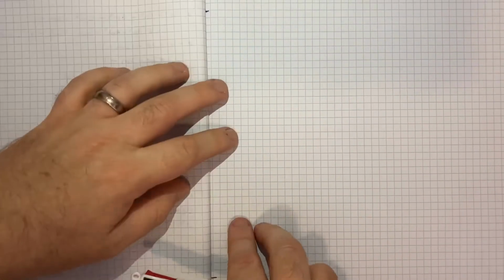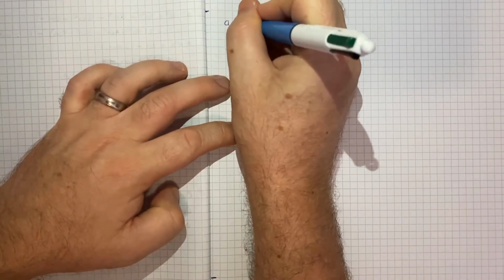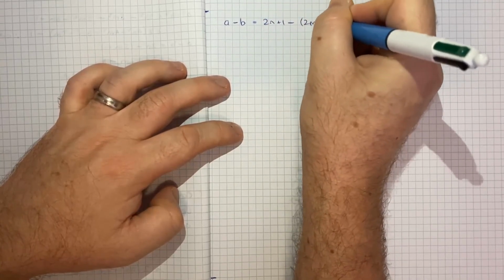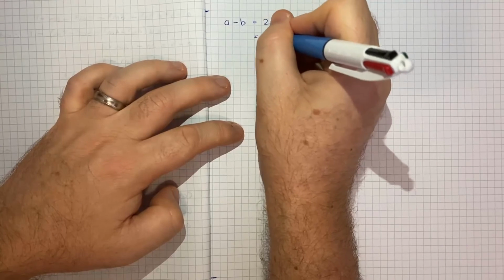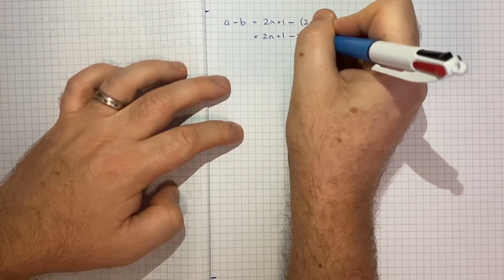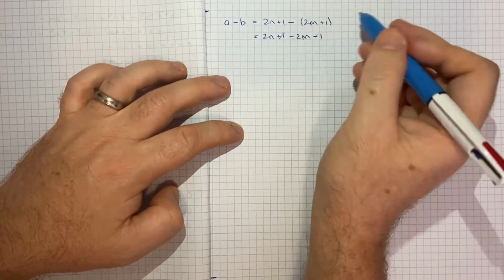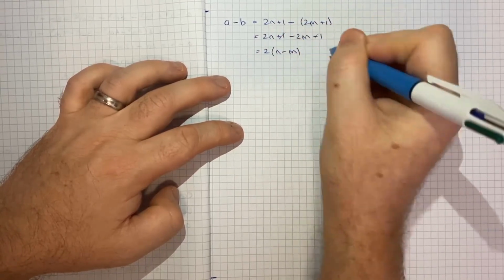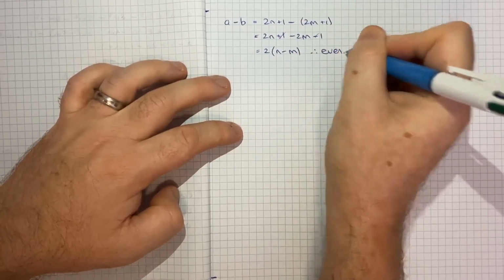If we look at a minus b, that will be 2n plus 1 minus 2m plus 1, which will be 2n plus 1 minus 2m minus 1. Plus and minus 1 cancel, we get 2 times n minus m, and we can conclude that's even.